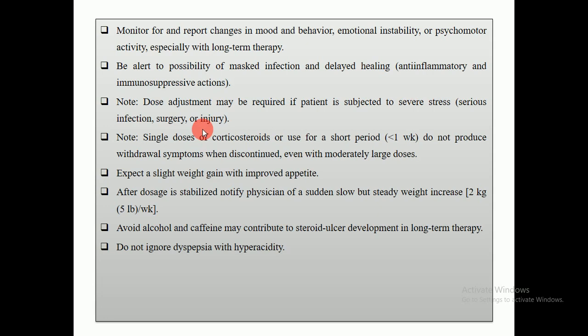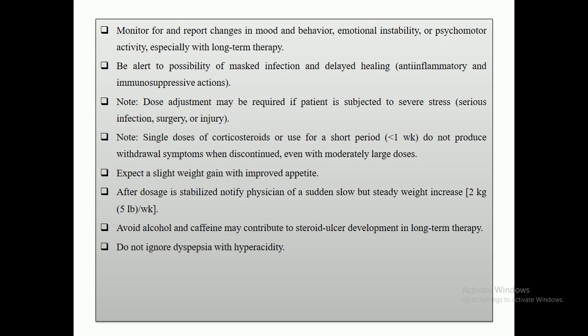Secondly, it is also very important that a single dose of corticosteroids, or use for a short period, meaning less than 1 week, does not produce any withdrawal symptoms if the therapy is discontinued, even with moderately large doses. Expect a slight weight gain with improved appetite. After dosage is stabilized, notify the physician of a sudden or slow but steady weight increase of 2 kg or 5 lb per week. It is also very important to avoid alcohol and caffeine, which may be contributing factors to steroid ulcer development in long-term therapy.